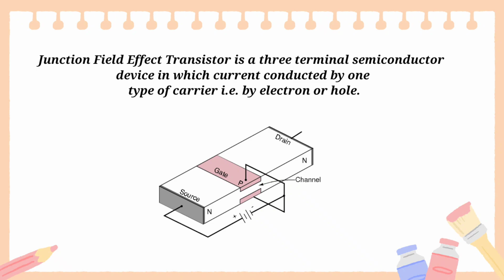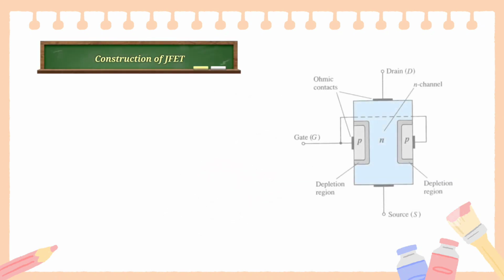As I mentioned above, JFET is the junction field effect transistor. It is a three-terminal semiconductor device in which current is conducted by one type of carrier, that is by electron or hole. Construction of JFET: it consists of source, drain, gate, channel.